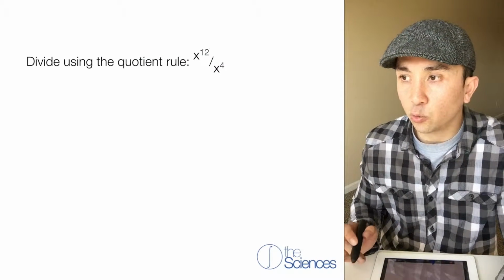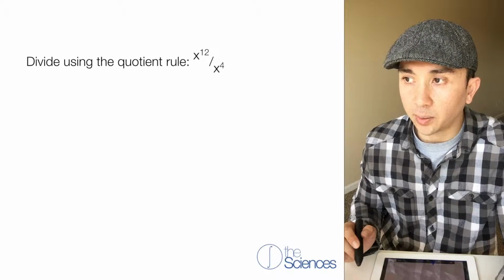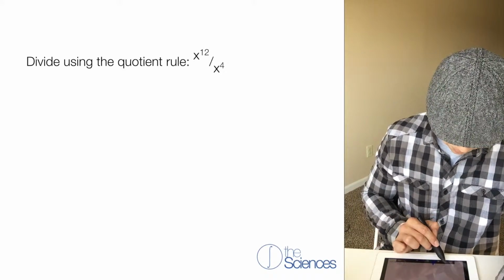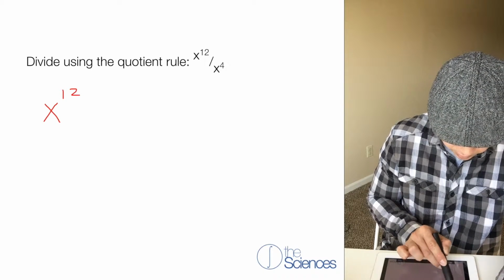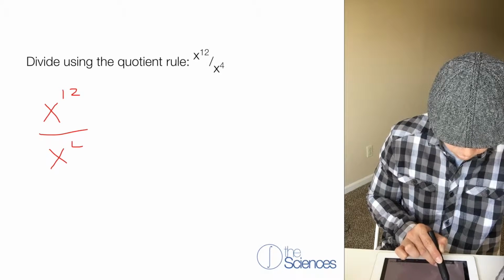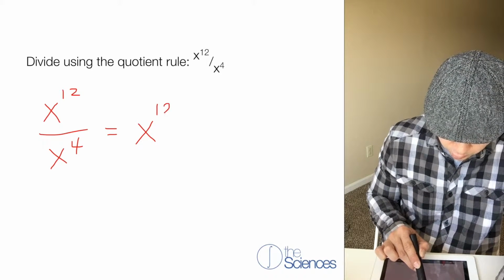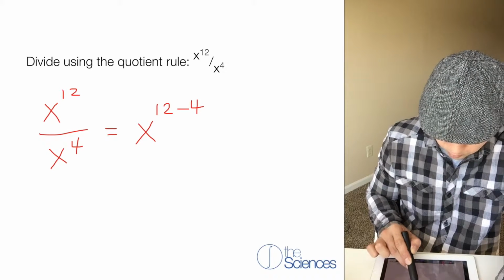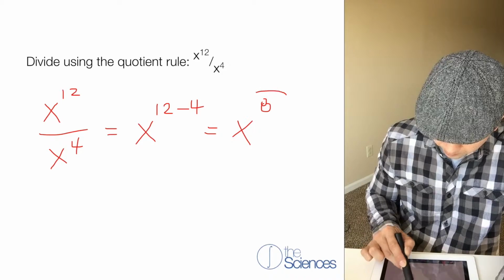So let's do an example. Let's divide using the quotient rule x to the 12th power divided by x to the 4th power. So x to the 12th power divided by x to the 4th power means x to the 12 minus 4 power, or x to the 8th power.